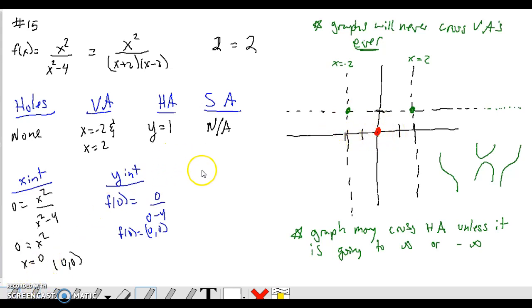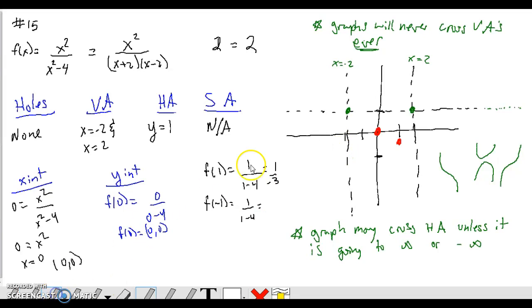So let's do that. So let's plug in f of 1. So 1 squared is 1, 1 minus 4, so 1 over -3. So 1 over -3 is somewhere probably down here. So we'll just say it's right there. So let's plug in -1. So let's see what happens at -1. So -1 squared is still 1 minus 4.